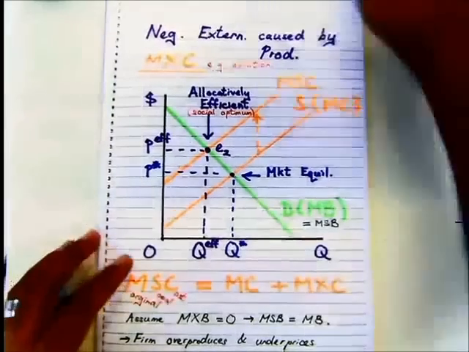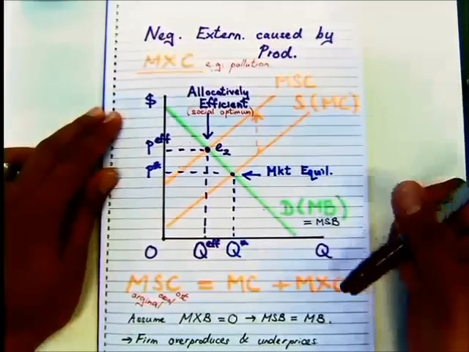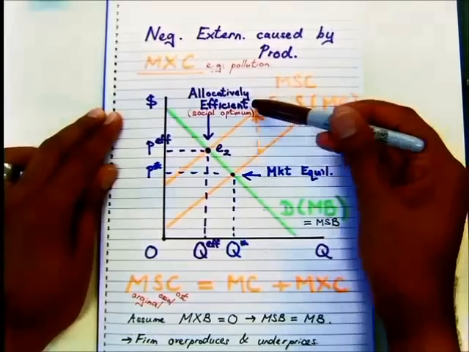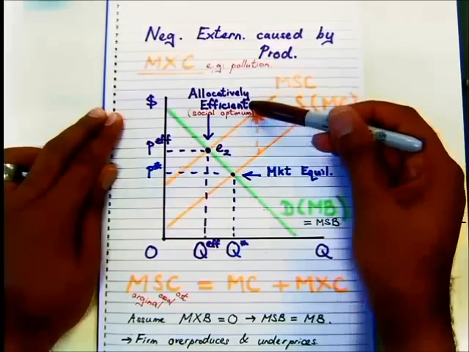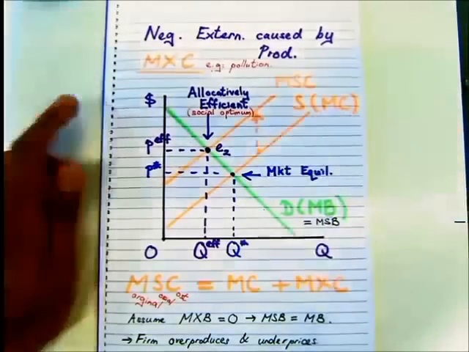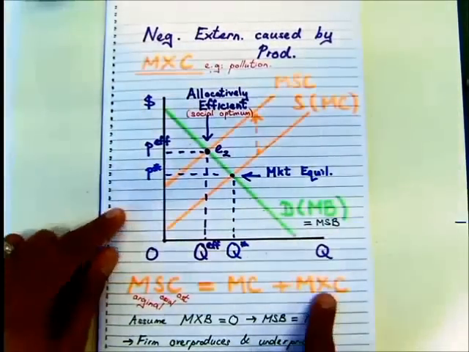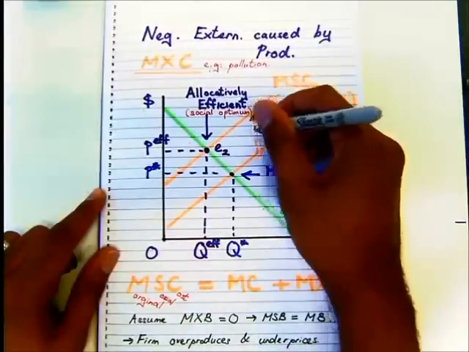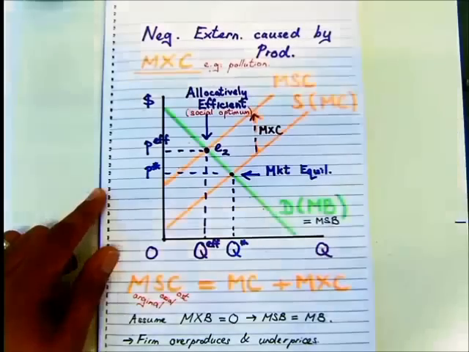So the way we can force the firm to take an external cost into account is by charging them a tax. If we charge the firm a tax equivalent to the marginal external cost, this difference in height between the two is the marginal external cost. So this distance is the marginal external cost.